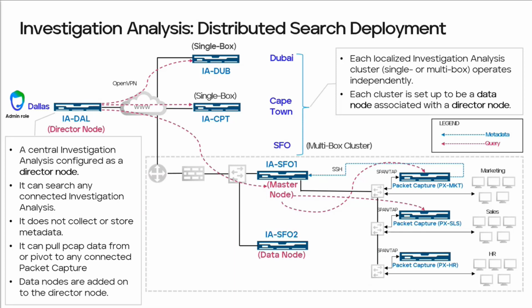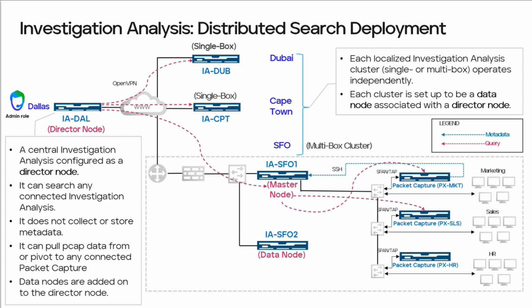In terms of how this traffic is secured and managed and transported, OpenVPN is used for secure communication over the web between the investigation analysis systems, right? As shown by the red dotted arrows. rsync, on the other hand, is used for transferring metadata and packet capture data from the packet capture systems to the connected IA system over SSH for security.